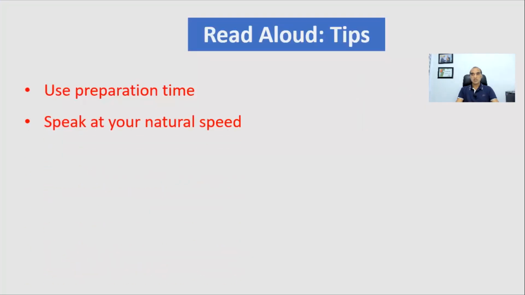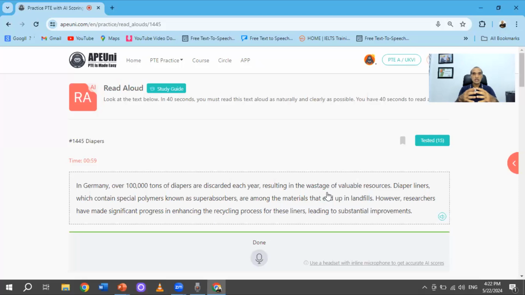And then the second tip is to speak at your natural speed. So many people think that speaking quickly is required in PTE, but that's not the case. Whatever your natural speed is, you need to go with that speed, because if you're trying to speak too fast, you might not be able to pronounce the words accurately.